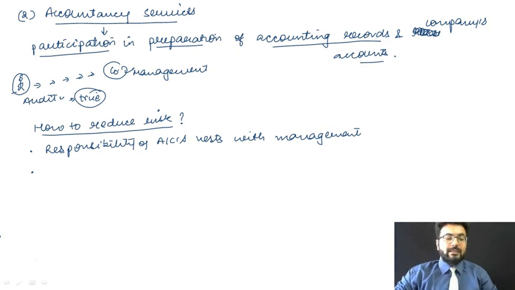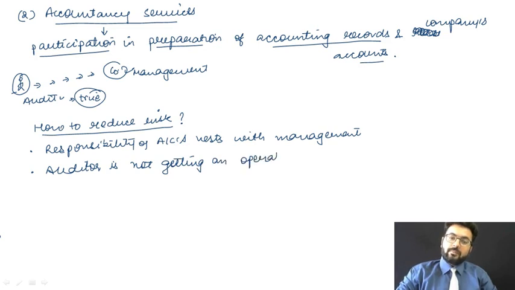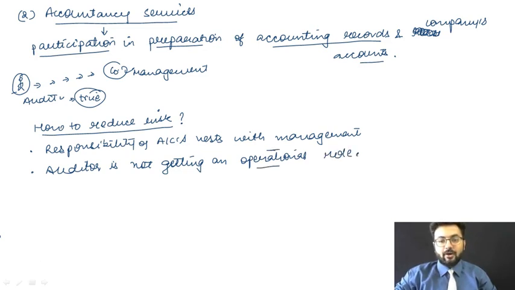Now, moving on to the next. The auditor is not getting an operational role. The auditor has not been assigned any of the operational roles. Got my point? Yes, please. Did you get my point? Yes. So he has not been given an operational role.